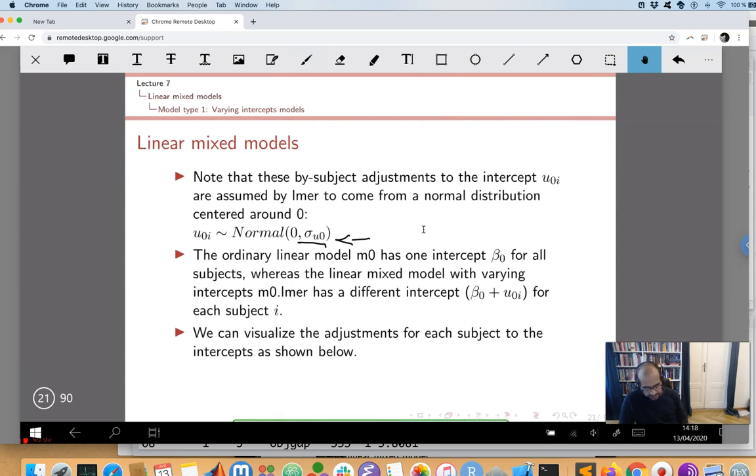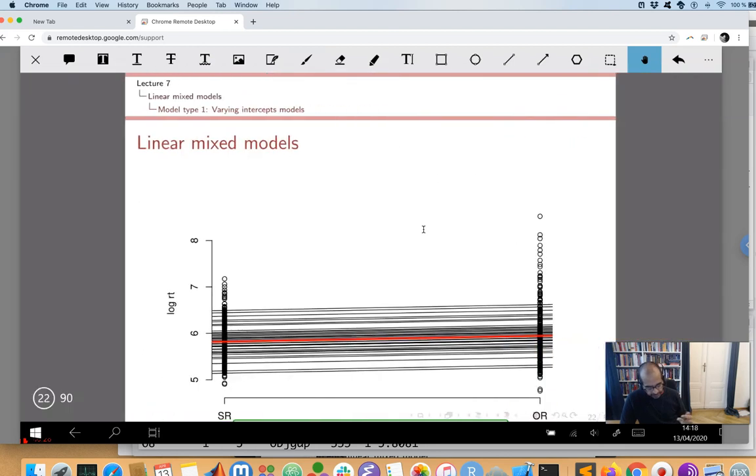So the big difference is that the linear model has one intercept for all subjects. The linear mixed model has a separate intercept for each subject. So you can write that separate intercept in this manner here, right? We can also visualize these adjustments to the intercept for each subject by plotting them.